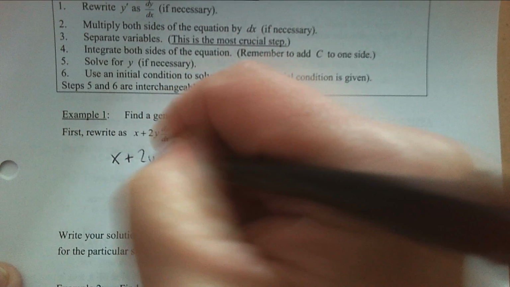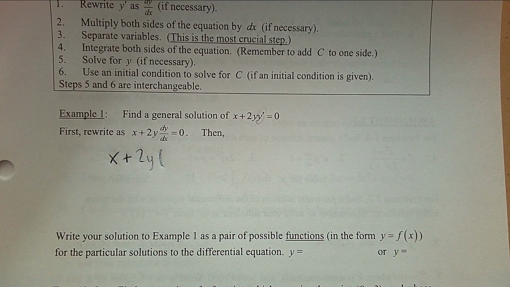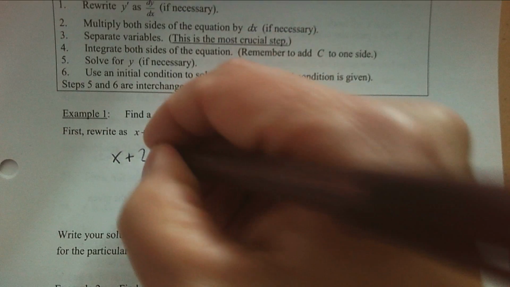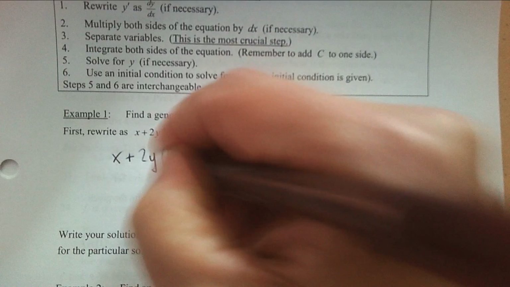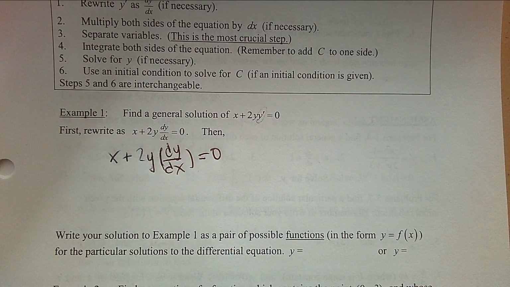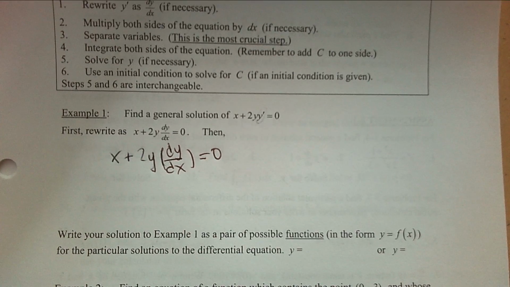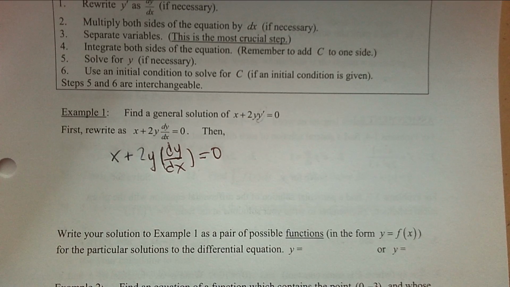Let's do that. Let's see if this pen is not going to behave. Maybe this will work. So there's step one. Substitute dy by dx in for y prime. Step two. What does it say to do?